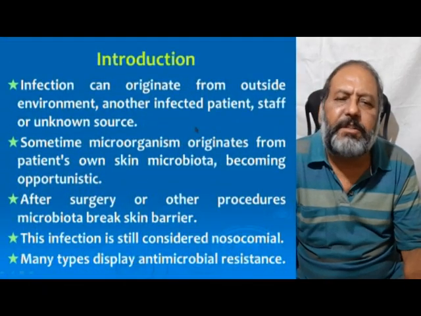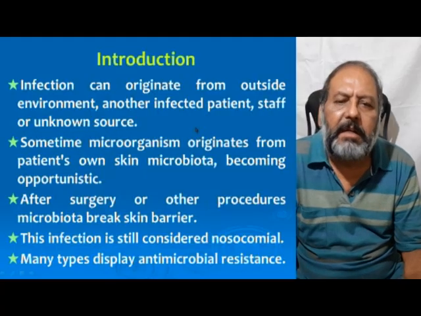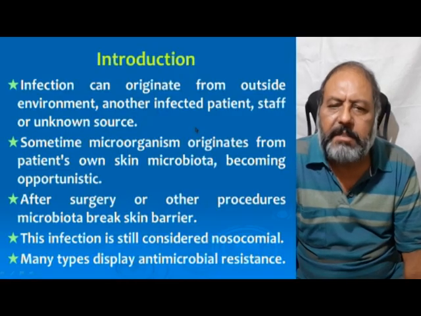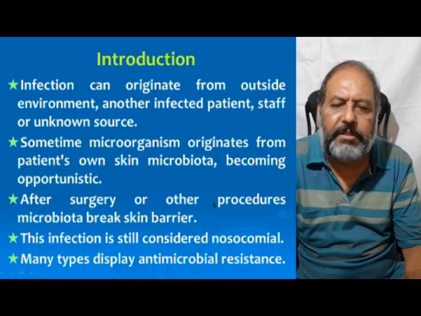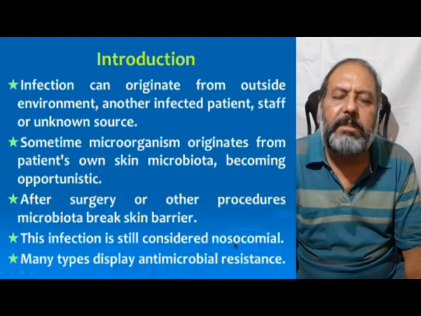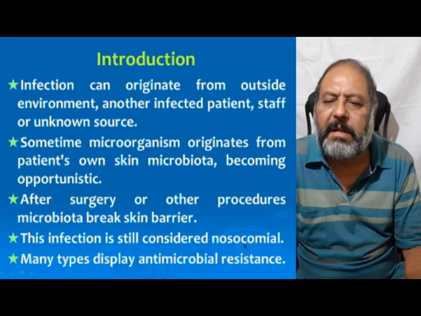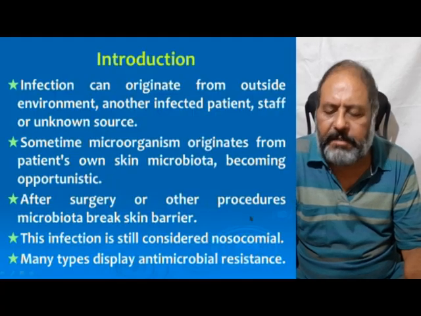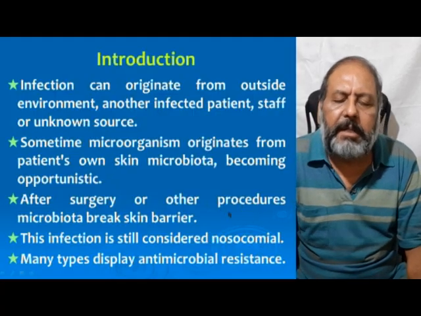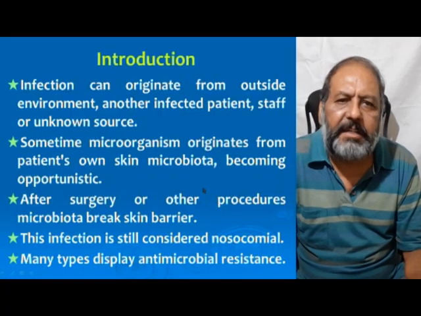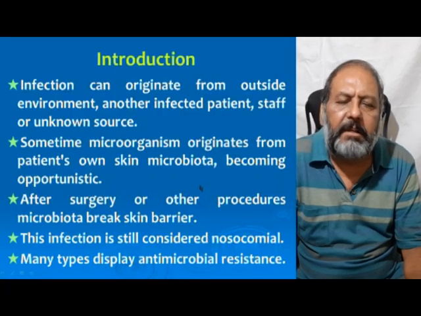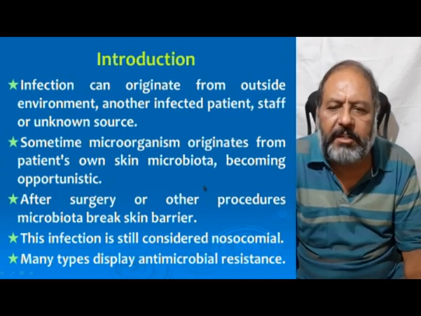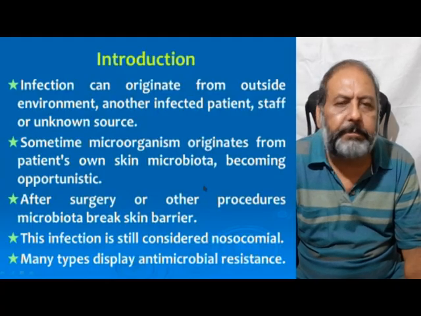Now, infection can originate from the outside environment, another infected patient, staff, or an unknown source. Sometimes microorganisms originate from the patient's own skin microbiota, becoming opportunistic. Usually, these microbiota, as I have given the lecture on that, do not cause any harm to the patient on whom they reside, but whenever they get an opportunity, they are able to cause infection. So these are called opportunistic.